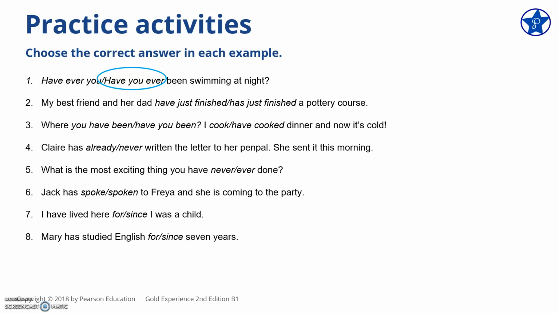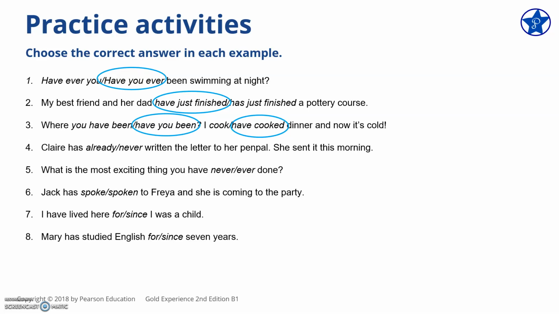Now pause this video if you would like to think about these sentences. Otherwise, I will show you the answers in a few seconds. Now I think you're ready. So, in number 2, my best friend and her dad have just finished a pottery course. My best friend and her dad, that's they have. Number 3, where have you been? I have cooked dinner and now it's cold. So in questions, the auxiliary verb have runs to the beginning and it's used before the subject.